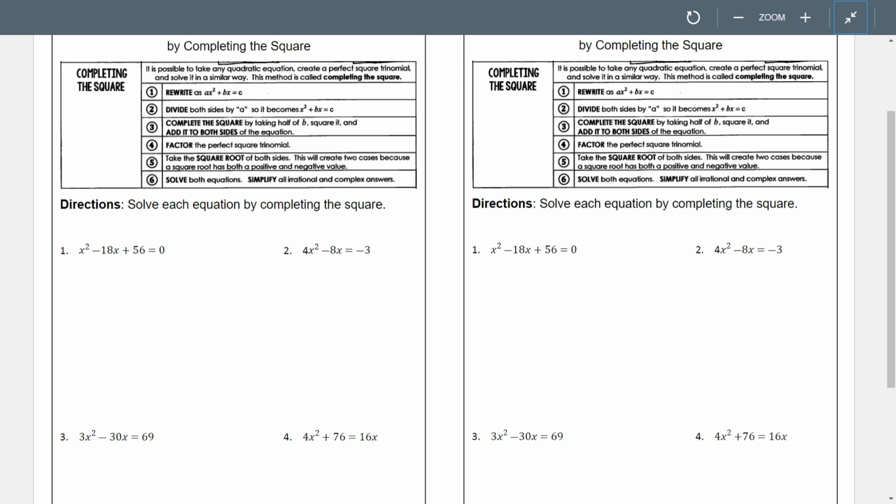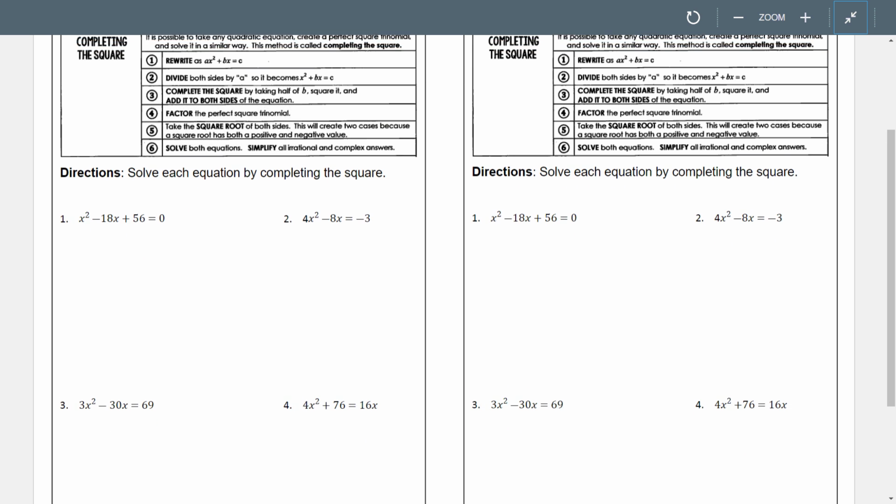Step number 5, take the square root of both sides. This will create two cases because the square root has both a positive and negative value. For example, if we were taking the square root of 4, it could be 2 and negative 2, because 2 squared, 2 times 2, is 4, and negative 2 squared, negative 2 times negative 2, is a positive 4 as well. So we'll be getting two answers. And then it says solve both equations, simplify all irrational and complex answers. That's why we learned how to simplify radicals and how to do the imaginary numbers, because they might pop up here.